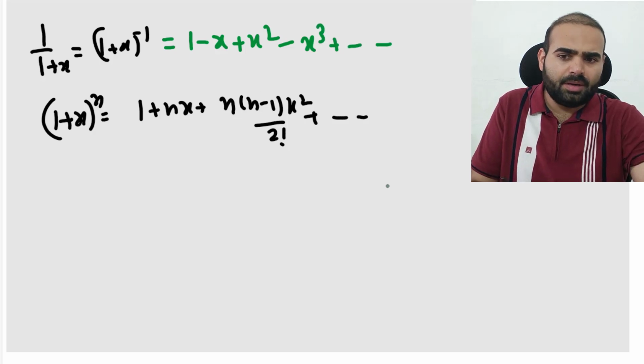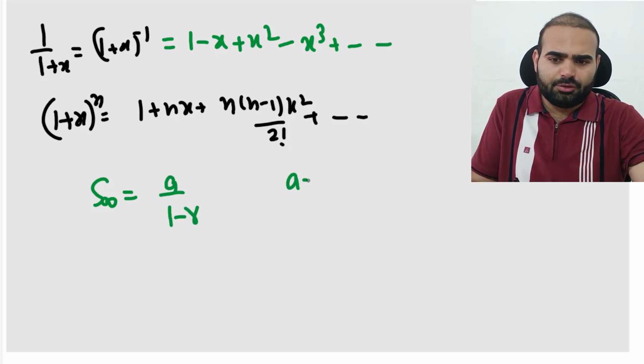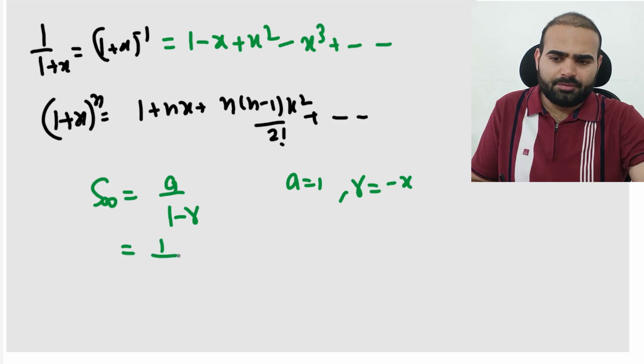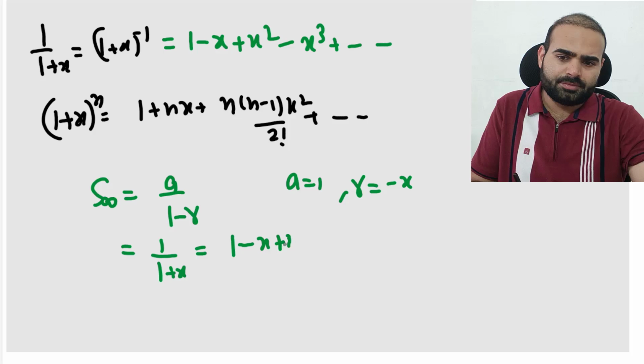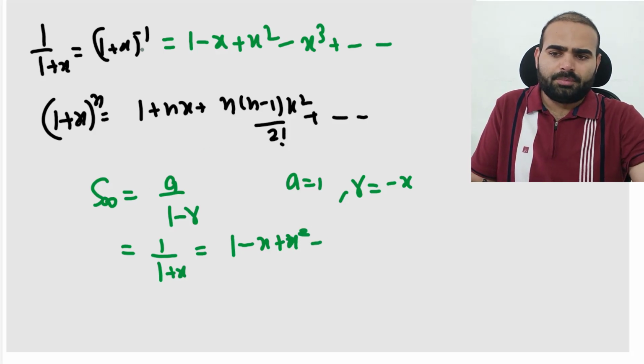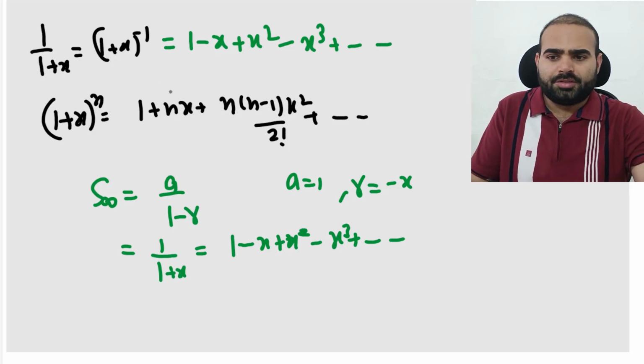We can understand it as the sum of an infinite GP also. That is given by a upon 1 minus r. Here the value of a is 1 and the common ratio is minus x. If I find the sum, it will be 1 upon 1 plus x, and that is nothing but the sum of the infinite series. So you can understand this way also why the expansion of (1 plus x) power minus 1 is this, right? So this is related.